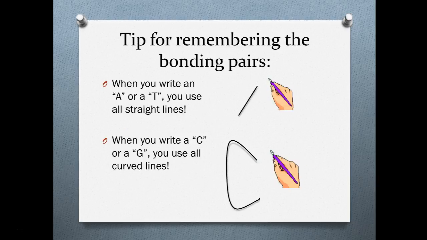So one tip that'll help you to remember that, this helps me, is when you write a capital A, of course you're using all straight lines. When you write a capital T, you're using all straight lines. When you write a C or a G, you're using a curvy line. So A bonds with T, T bonds with A, C bonds with G, and G bonds with C.